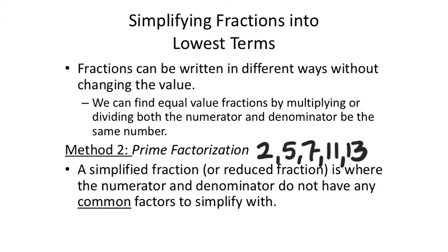And so a simplified fraction or reduced fraction is where the numerator and denominator do not have any common factors to simplify with. We'll show what that means. But with prime factorization, you're looking for matches of factors. Remember, a factor is a multiplication problem. So we're looking to change the values into what they're multiplied by in the prime numbers. What prime numbers you'd multiply to get that specific number, okay? And then if there's matches in the numerator and denominator, we can cancel those away as phantom ones.